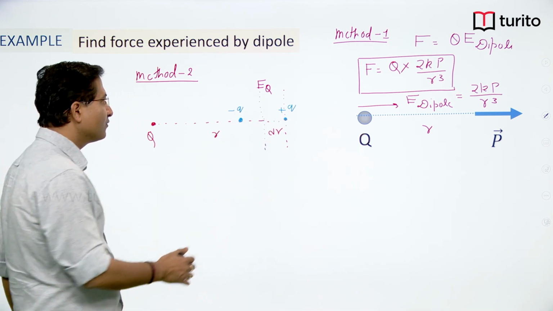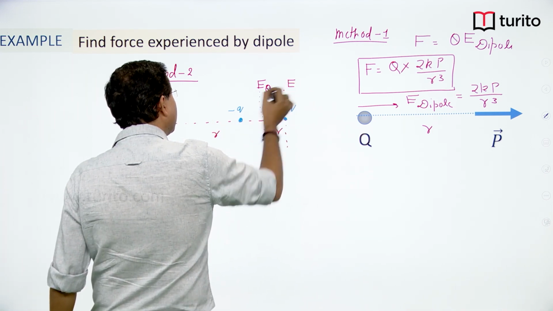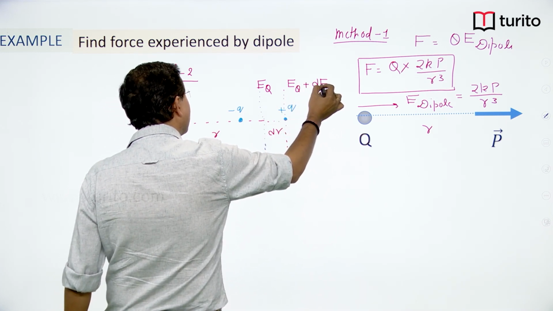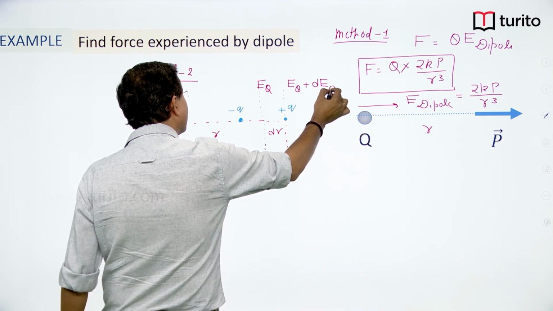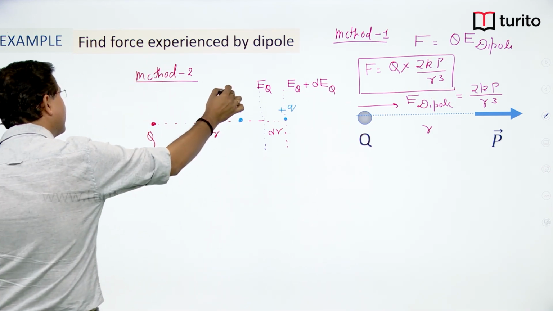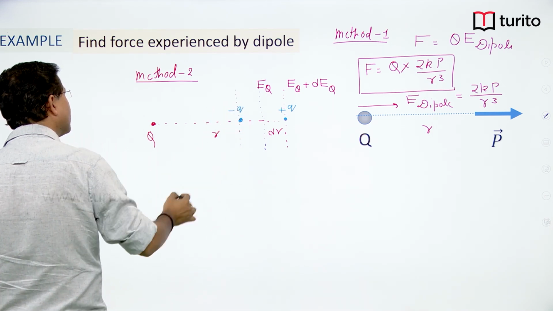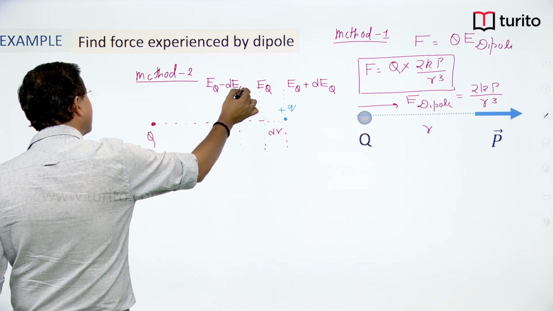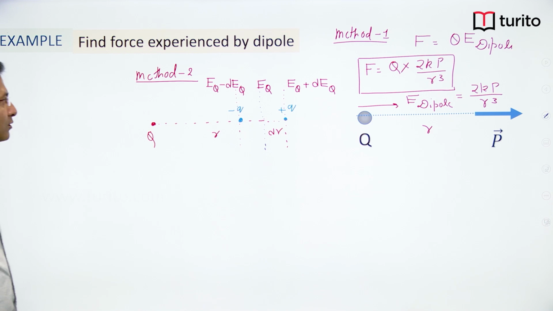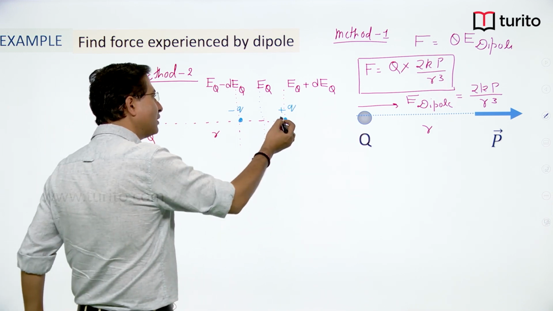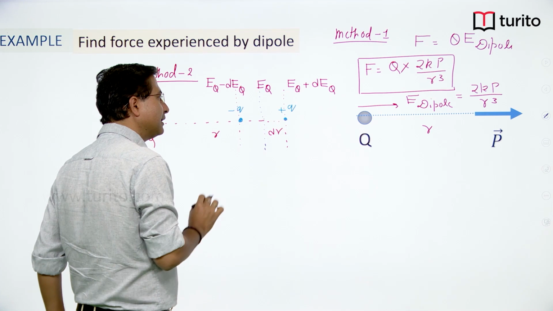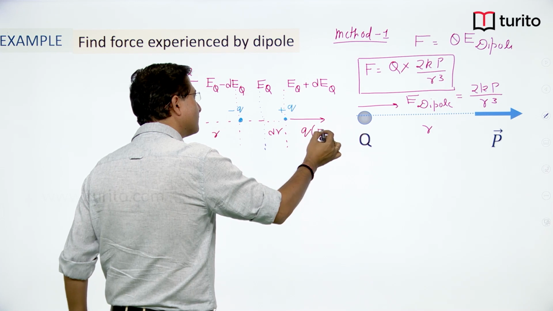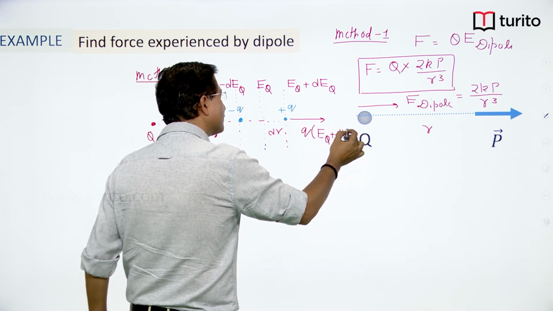So, here in this case the field, instead of EQ, will be EQ plus dEQ, and somewhere here this will be EQ minus dEQ. Now you can see, if the field at this point is in this direction, as this is a positive charge, it experiences a force: charge into field, EQ plus dEQ.